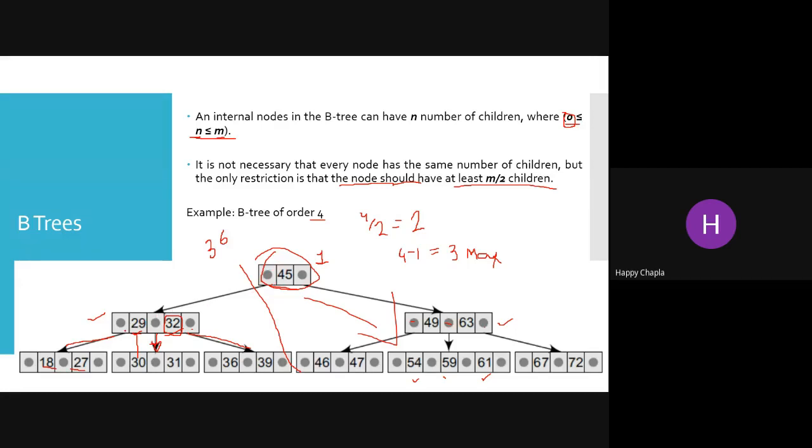So 36 is greater than 29, yes. Is 36 greater than 32? Yes. So we have to move over here on the right hand side. Now in the right hand side node, check the key value. Is 36 equal to 36? Yes. So we can find the 36.